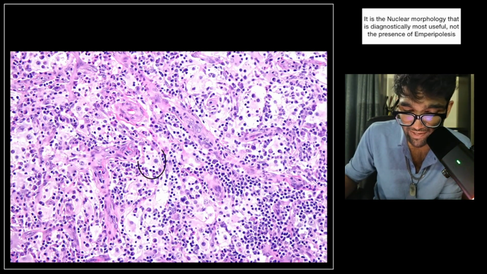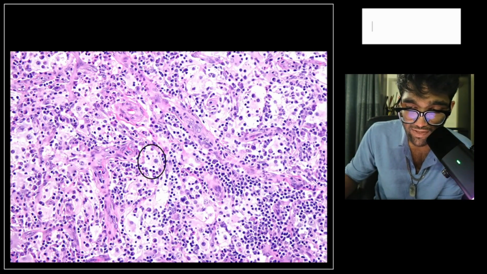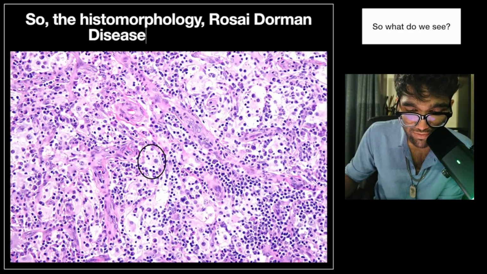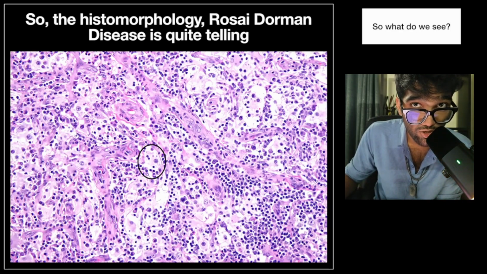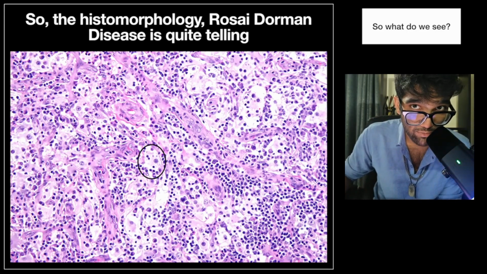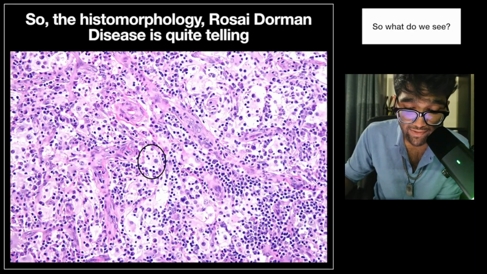So what do we have at our hands? Rosai-Dorfman disease, based on histological morphology, or histomorphology. Again, not based on immunohistochemistry, not based on the presence of emperipolesis, but rather the nuclear morphology and the cytoplasmic morphology of the cell.